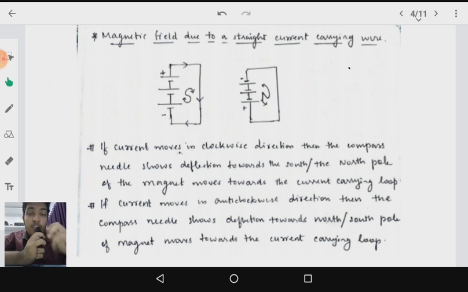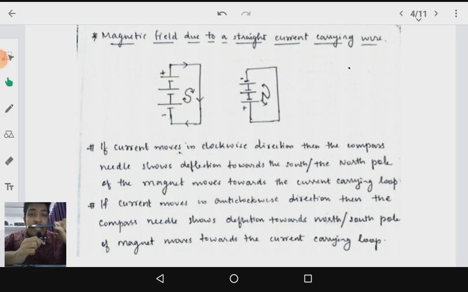Next, we're going to study different topics now, but we don't have to go into the equations or derivations. Equations and derivations of all these topics we'll be discussing in class 12th. So now let's start with the first topic here, that is magnetic field due to a straight current carrying wire.